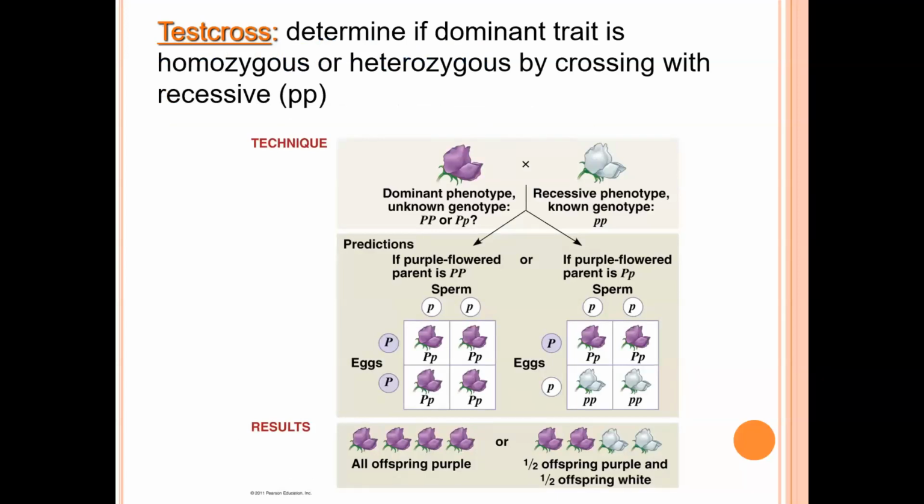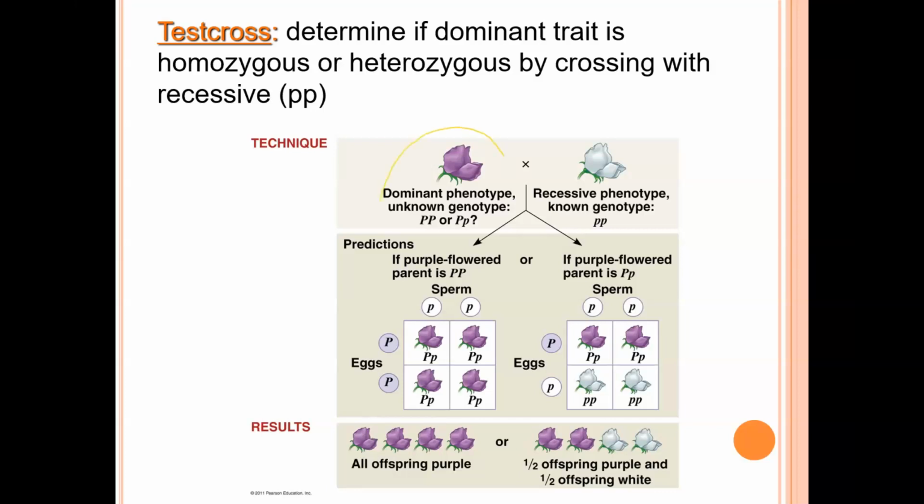All right, a test cross is used to determine if a dominant trait is homozygous or heterozygous by crossing with a recessive. Okay, so here's where this kind of comes into play. I want to annotate here. All right, so let's say you have a purple flower. If you just look at the purple flower, complete dominance means if the dominant allele is there, it's going to show the dominant trait.